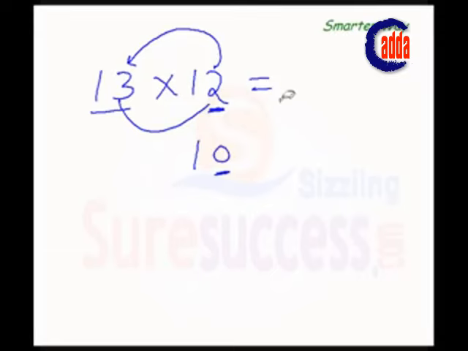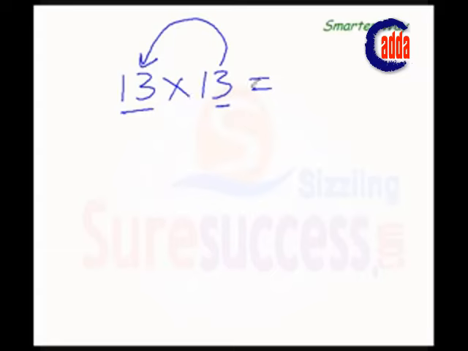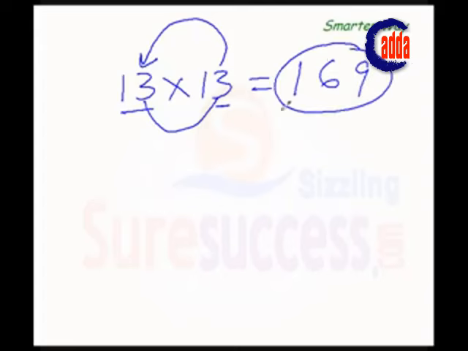So let's take one more example, and this time you try to solve it. Okay, there you go. What is 13 times 13? So first thing you did was to add this 3 to this entire number. 13 plus 3 is 16, and 3 times 3 is 9, so the answer is 169.